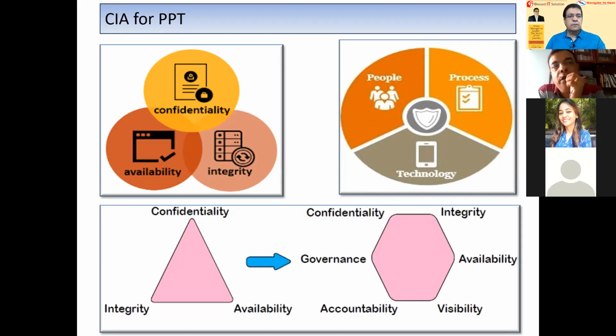So whenever we are talking about security, the three pillars of security are the confidentiality, the availability, and the integrity of the data. And for whom you are doing it: for the people, for the processes, using the right technology. So this is what CIA and PPT stand for.